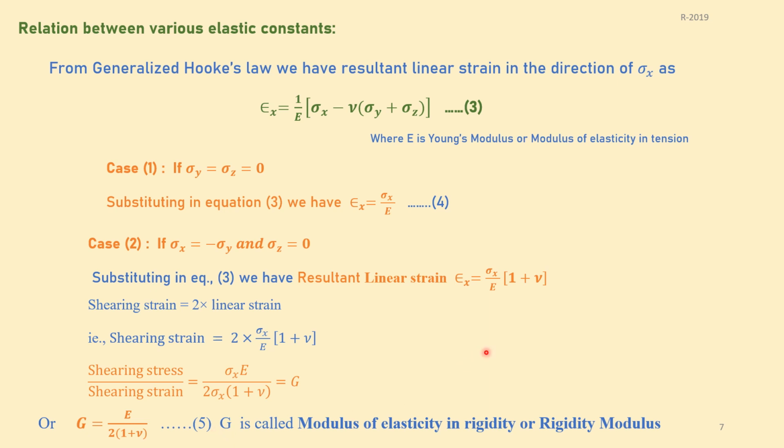So until now, two different moduli of elasticity are defined. One is Young's modulus, notated as E. The other one is rigidity modulus, notated as G. Now let us consider case 3, where there are three normal stresses acting in three mutually perpendicular directions, x, y, z. Let us take the case where they are equal in magnitude. Sigma x is equal to sigma y is equal to sigma z.